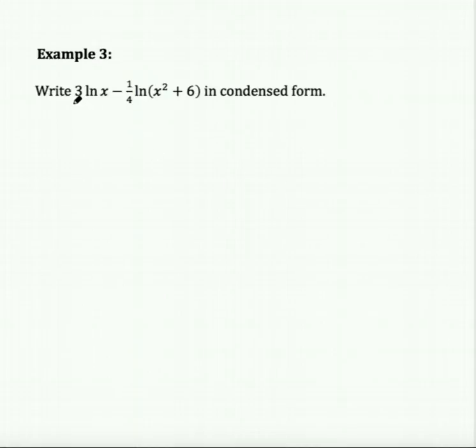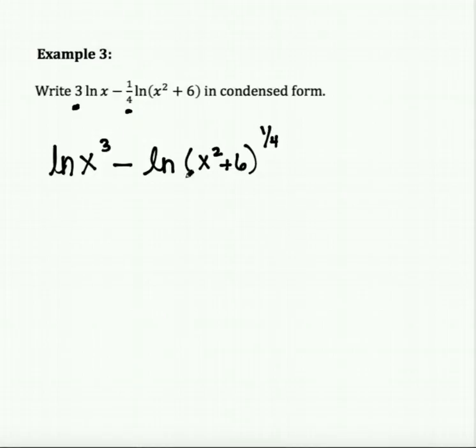Right now I have this 3 out in front and I have a 1/4 out in front. Those are going to become my powers. So I'm going to rewrite it as natural log of x cubed minus natural log of x squared plus 6 to the 1/4 power.